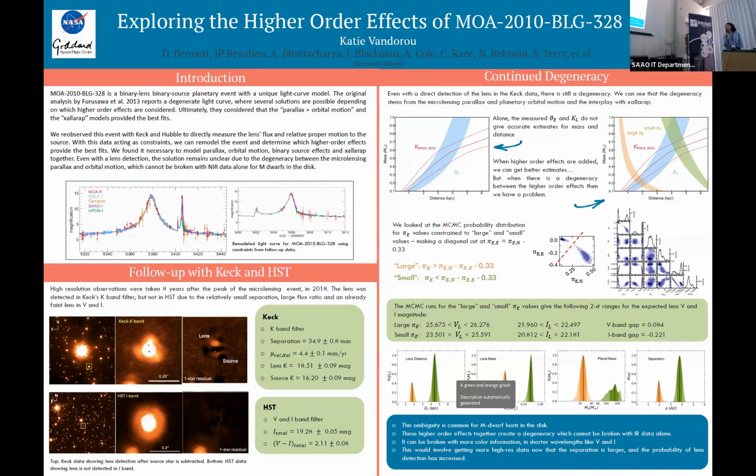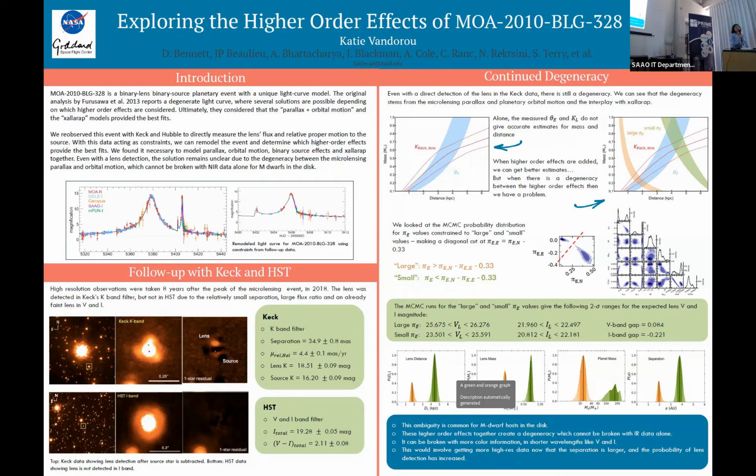And we saw that the large parallax values were responsible for a lower mass lens that is closer to us, whereas the smaller parallax values were responsible for a higher mass lens further away from us. This ambiguity is common for M dwarfs in the disk, where early type M dwarfs that are further away from us can appear to look like late type M dwarfs that are closer to us, if you don't have the right color information, especially in shorter wavelengths.